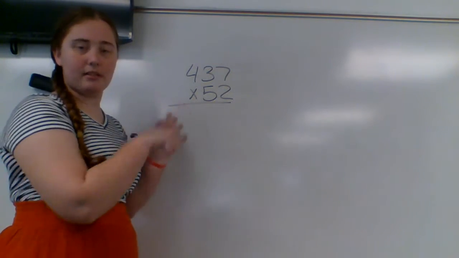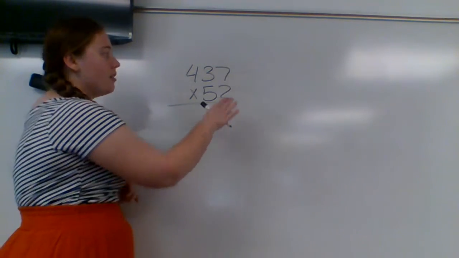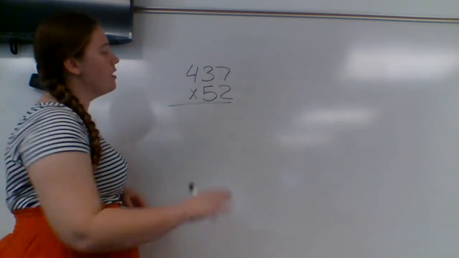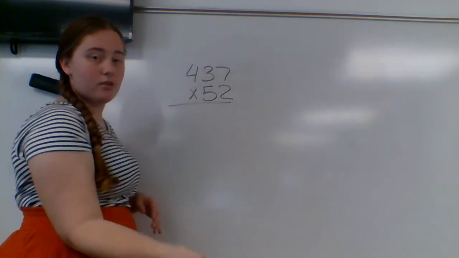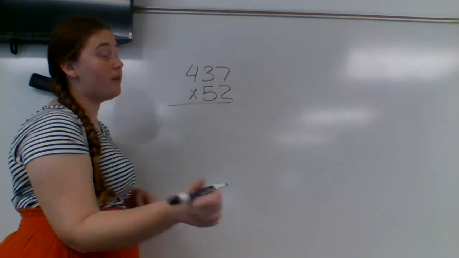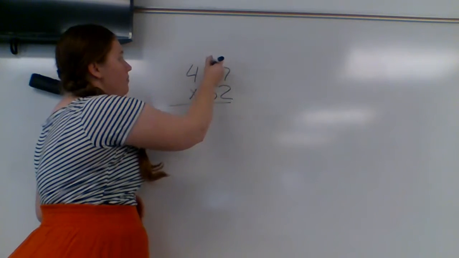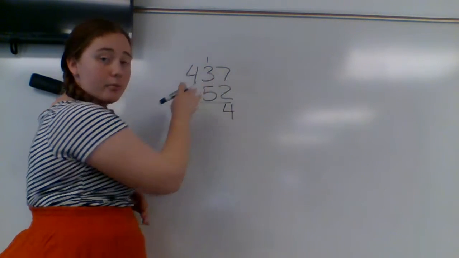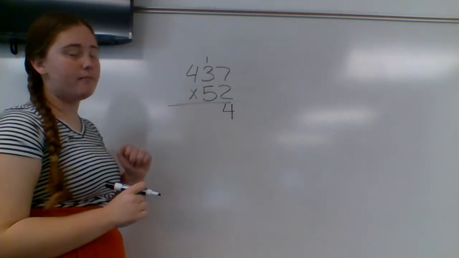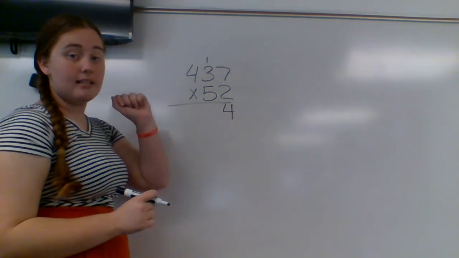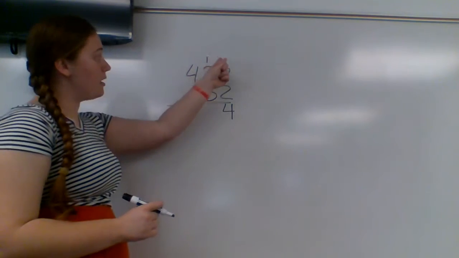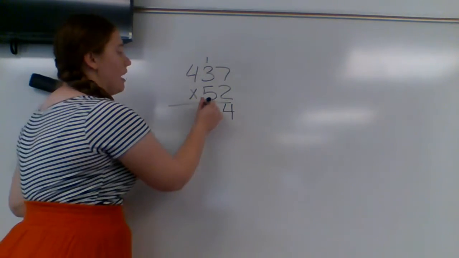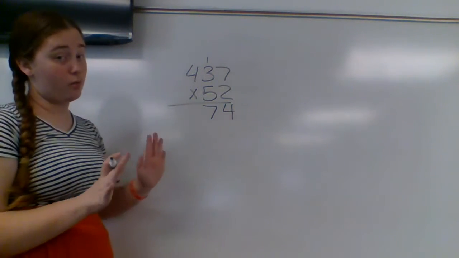Well, not beginning, but more towards the beginning of the year. We know how to do this. So 2 times 7 is 14. Carry the 1. 4 goes down here. 2 times 3 is next. 2 times 3 is 6, plus the 1 right here is 7. I don't have any carried numbers, so don't worry about that.